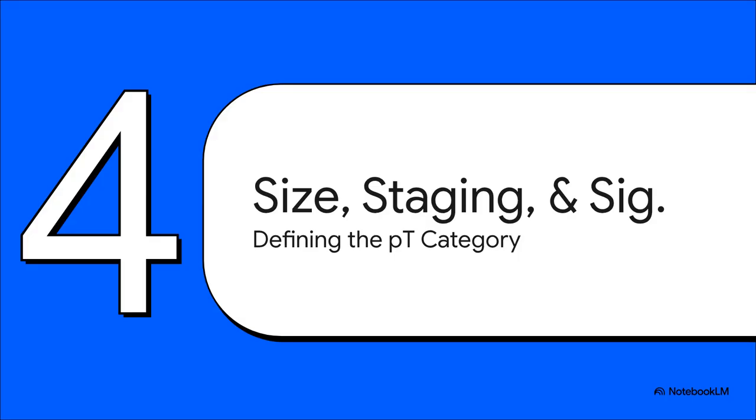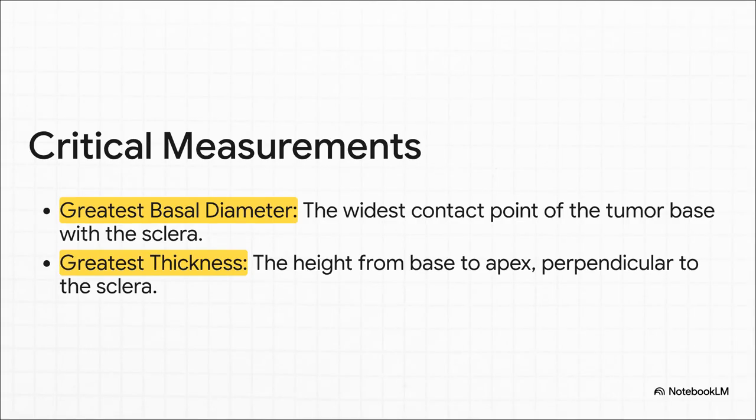So we've looked at the what, the cell type, and the where, how far it spread. Now let's talk about how big. This part is all about the numbers. It's about taking precise measurements that you'll then use to determine the pathologic T category, or the pT stage. These are the two measurements that matter more than any others.